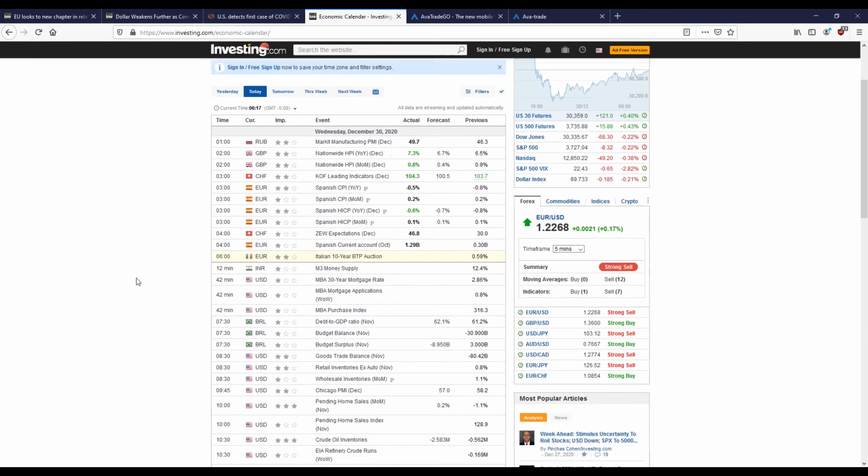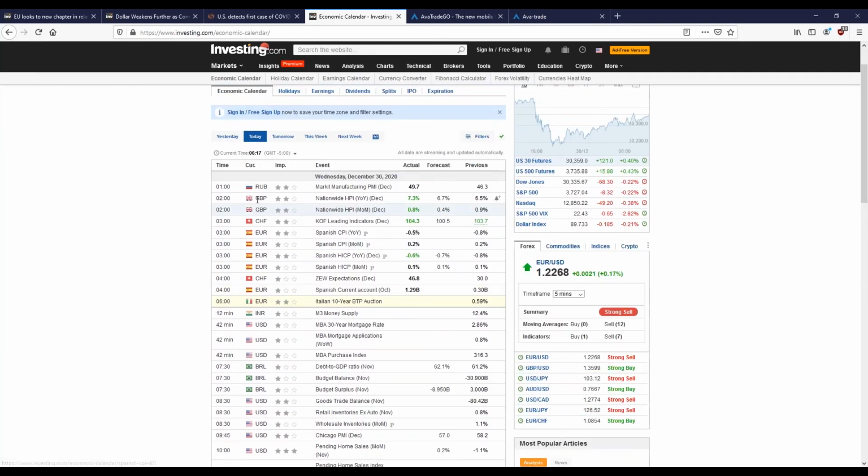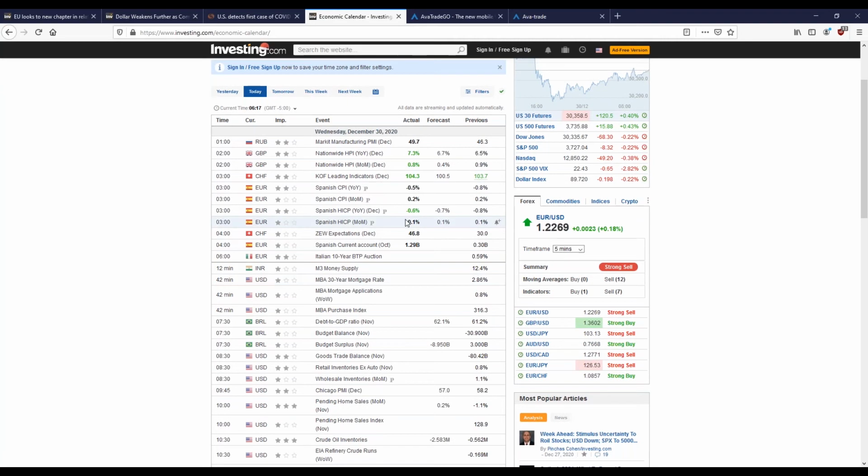And then we see some good news out of Great Britain. Okay, better than expected numbers here on the economic calendar. These were the scheduled economic announcements that we talked about. So good news out of Great Britain and the European Union. All these announcements that came in earlier were either as expected or better than expected.